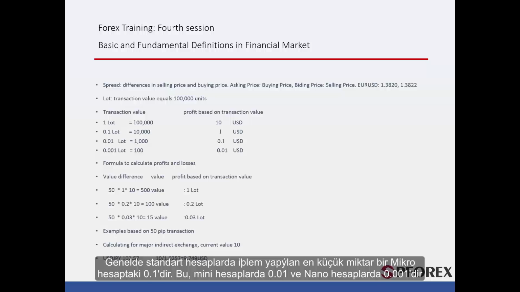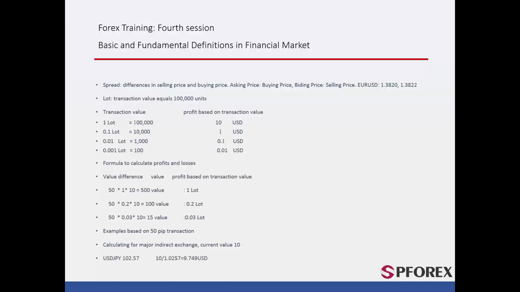Usually, the lowest amount traded in standard accounts is 0.1, in a micro account it is 0.01, and in nano accounts it is 0.001. However, there are very limited numbers of brokers who offer a trade for such a low amount.